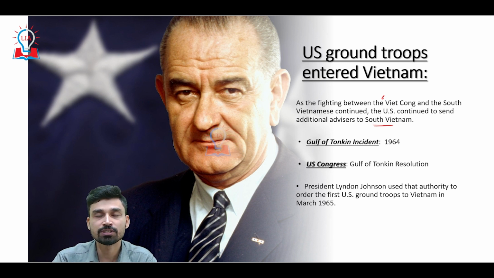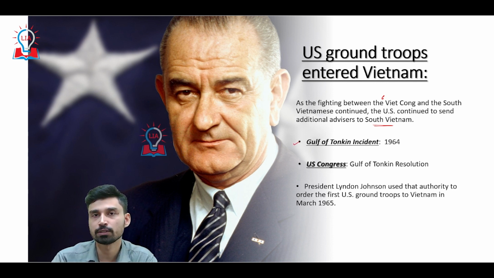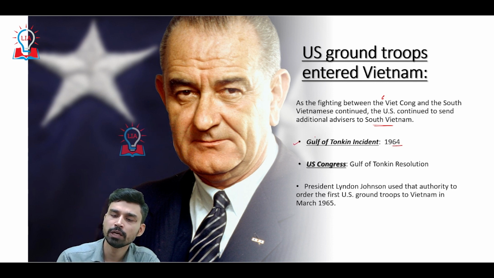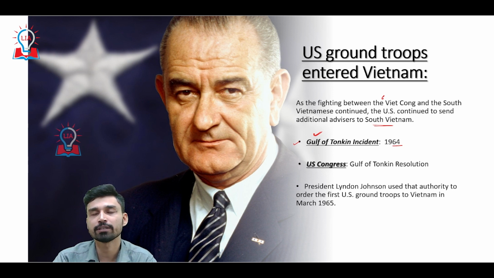At this point in time, the US still has not sent its ground assault forces. But this soon changed when two incidents happened in very quick succession. First of all, in the year 1964, we have what is called the Gulf of Tonkin incident, where the Viet Cong fired directly upon the naval ships of the United States Navy.